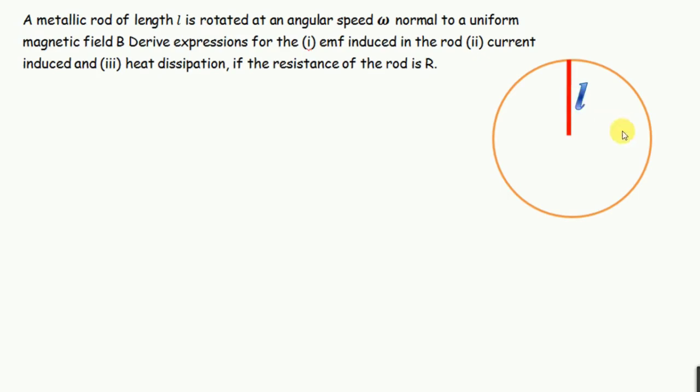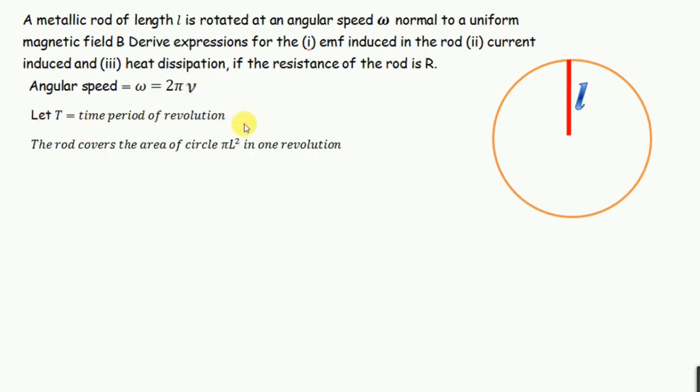Now this is a different kind of question in which this rod is rotating. In the previous case the rod was sliding, but out here this rod is rotating around this circle, and we have to find the induced EMF across this rod, current in this rod, and heat produced in this rod. As angular speed is given, angular speed means 2 pi into frequency.